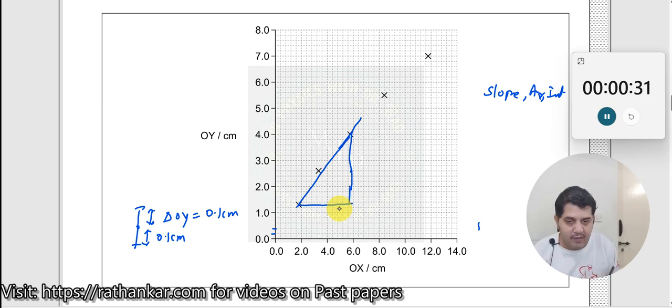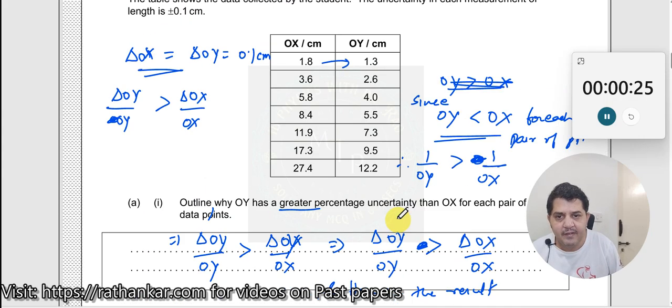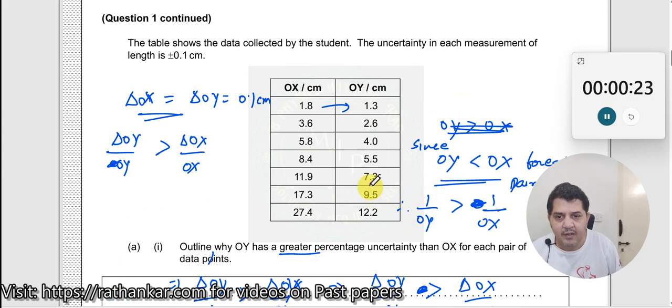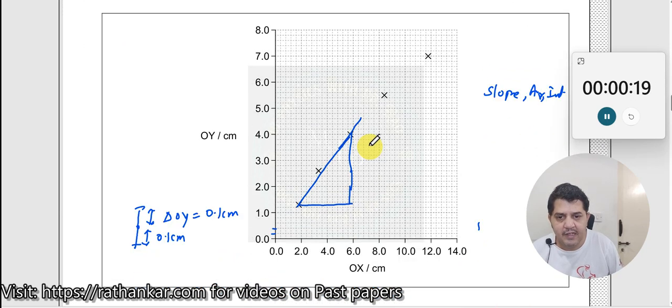It looks a bit curved. Okay. Now what is this value here, corresponding to OX nearing 6? I'll take it directly from here. OX equal to 6 is 5.8, so 5.8 and 4. Which one is this? This point is 5.8 comma 4.